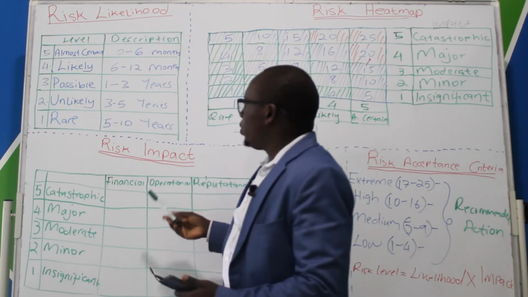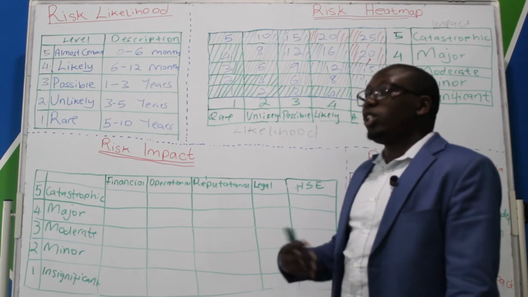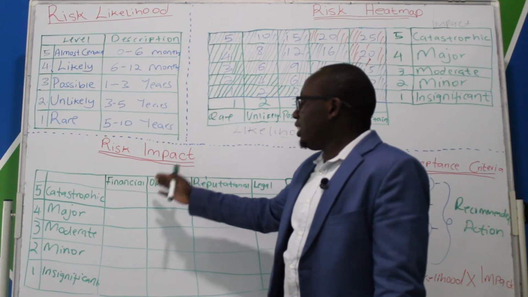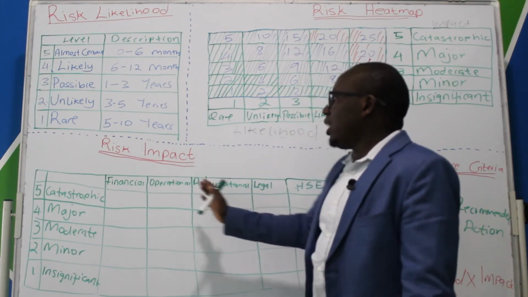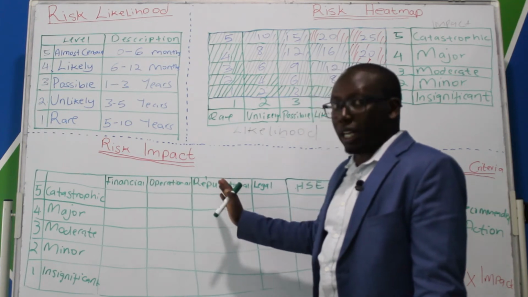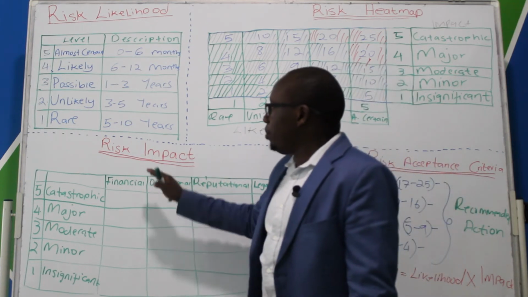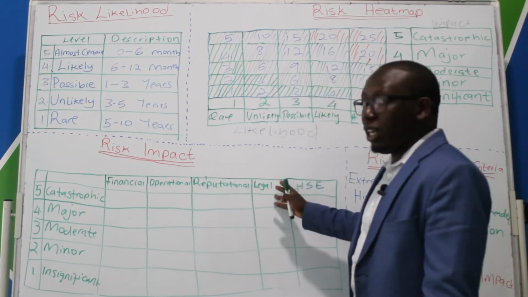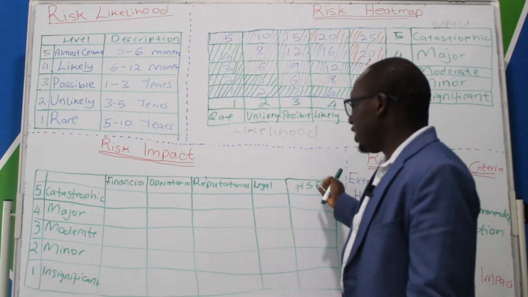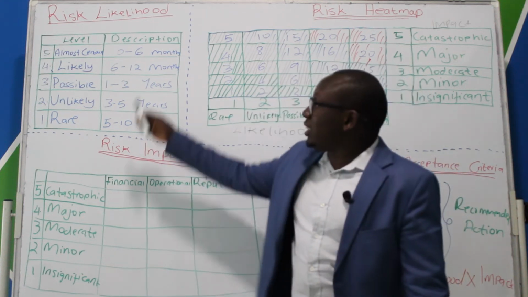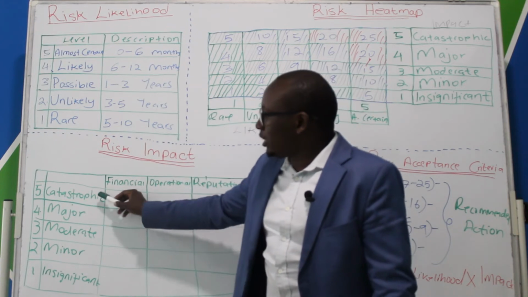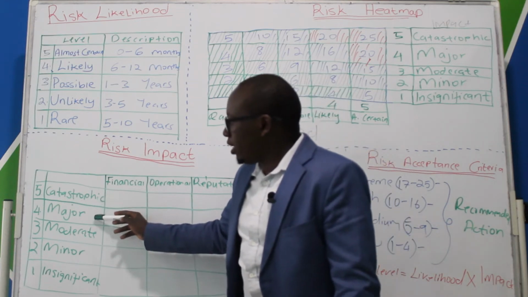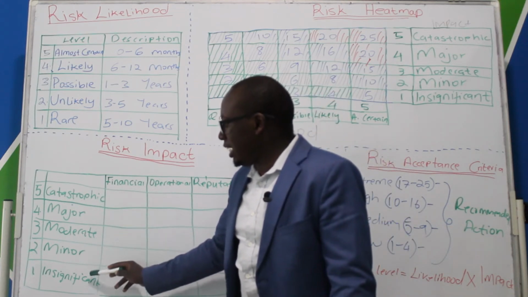The next thing you go to is the risk impact. What we usually advise our clients to do is divide the impact into columns based on the different categories of impact. You could talk about financial impact, operational impact, reputational, legal and regulatory, and occupational health and safety and environment. Just like likelihood, the impact is divided into 5 levels, and this is what I've named my levels: catastrophic, major, moderate, minor, insignificant.